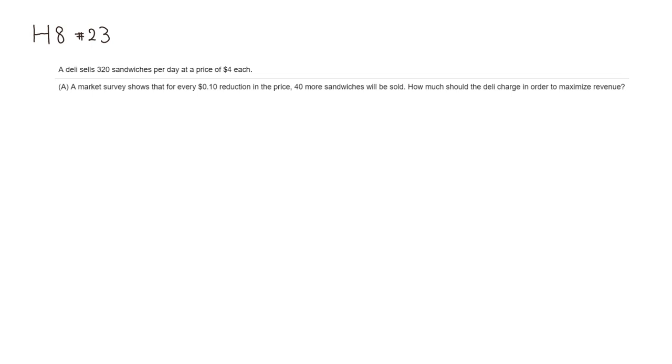So we have to come up with the revenue function. I'm going to call it capital R of x, where x is the number of 10-cent reductions.